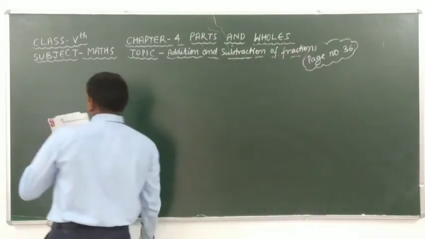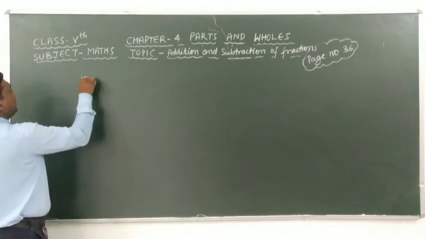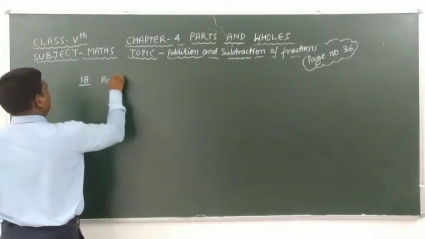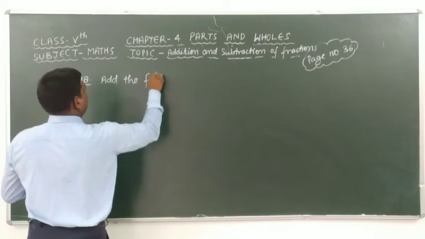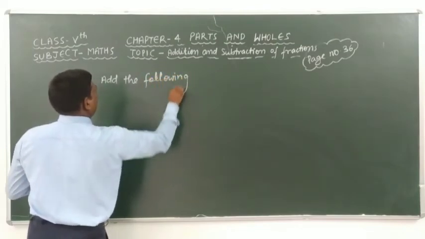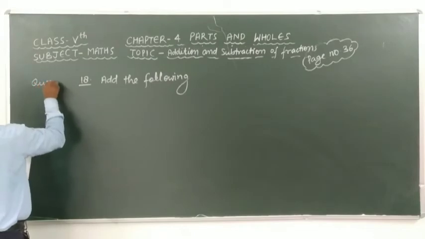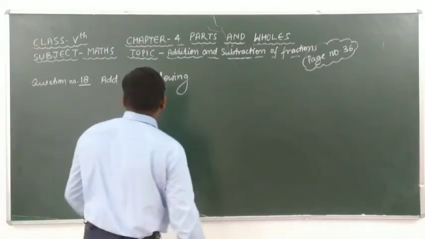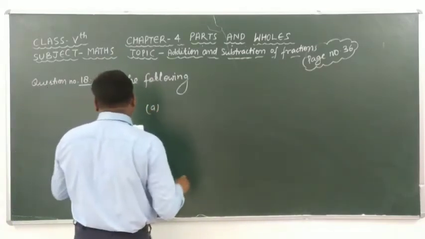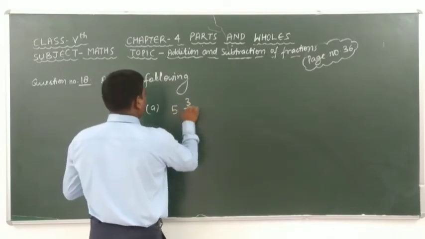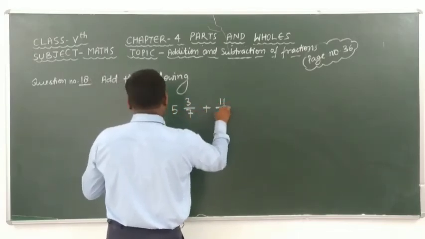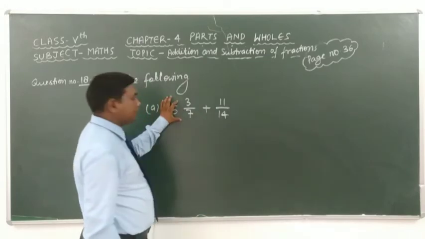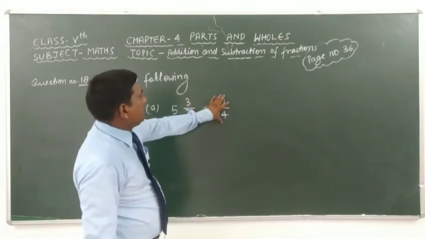Now let's start question number 18. Add the following. Question number 18 of A is, look here carefully. Here it is given 5 whole 3 over 7 plus 11 over 14. Okay, addition. Here a mixed fraction is given and here a proper fraction.